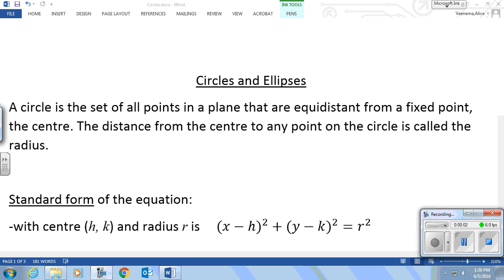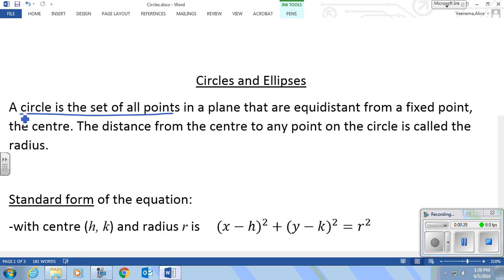In this lesson, we're going to look at circles as part of our circles and ellipses module. A circle, by definition, is the set of all points lying in a plane that are equidistant, or equal distances, from a fixed point, the center. The distance from the center to any point on the circle is called the radius.